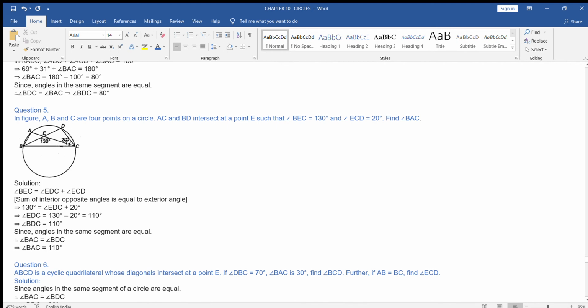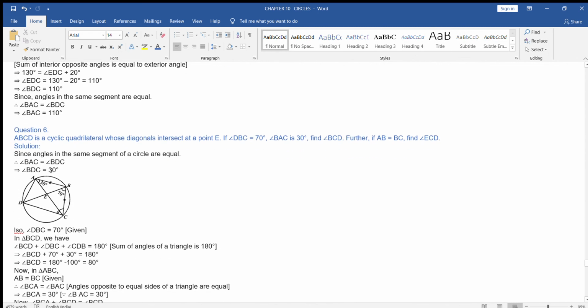two angles, 20 and this D. BDC and 20. Just leave this portion. This one is triangle EDC. In this, 130 is the exterior angle, and it is equal to the sum of EDC and ECD. So 130 equals EDC plus 20. Then EDC is 110. Now have a look at the diagram. BAC and BDC are both angles in the same segment, so both are equal. If this one is 110, the other one is also 110.